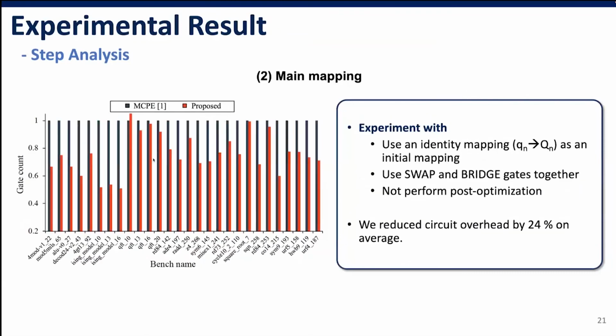Next, we evaluated our adaptive window with bridge gates. For the main mapping analysis, we use an identity mapping as the initial mapping. In this experiment, we did not perform post-optimization. Then we reduced circuit overhead by 24% on average.